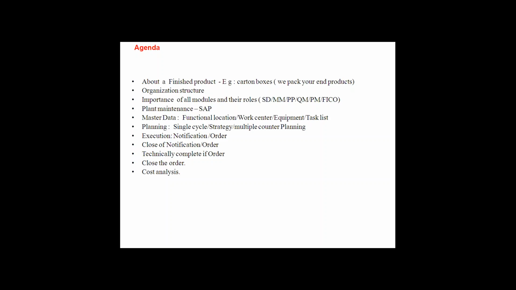Once you plan, we will get a notification or order. Then we will schedule the notification, then we release the maintenance order, then close the notification or order. After that, we set the status technically complete if it is an order. Then cost analysis will be done, then we do the closure of the maintenance order.